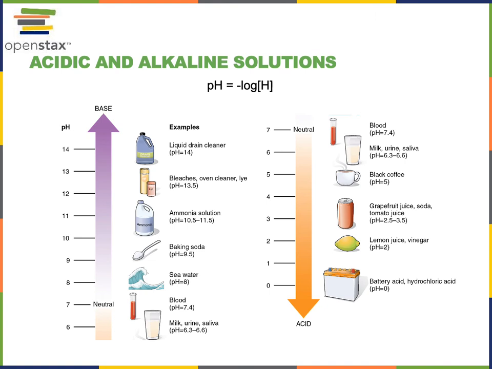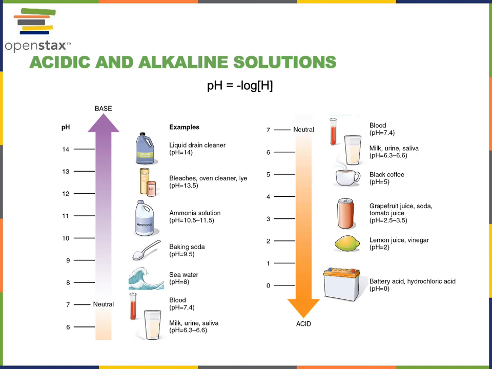So you'll notice that moving one unit on the pH scale is equivalent to a tenfold change in hydrogen ion concentration, so that a pH of 1 has 10 times more hydrogen ions than a pH of 2, and 100 times more hydrogen ions than a pH of 3, or 1,000 times more hydrogen ions than a pH of 4. The figure here shows us several examples of familiar liquids and their pH.